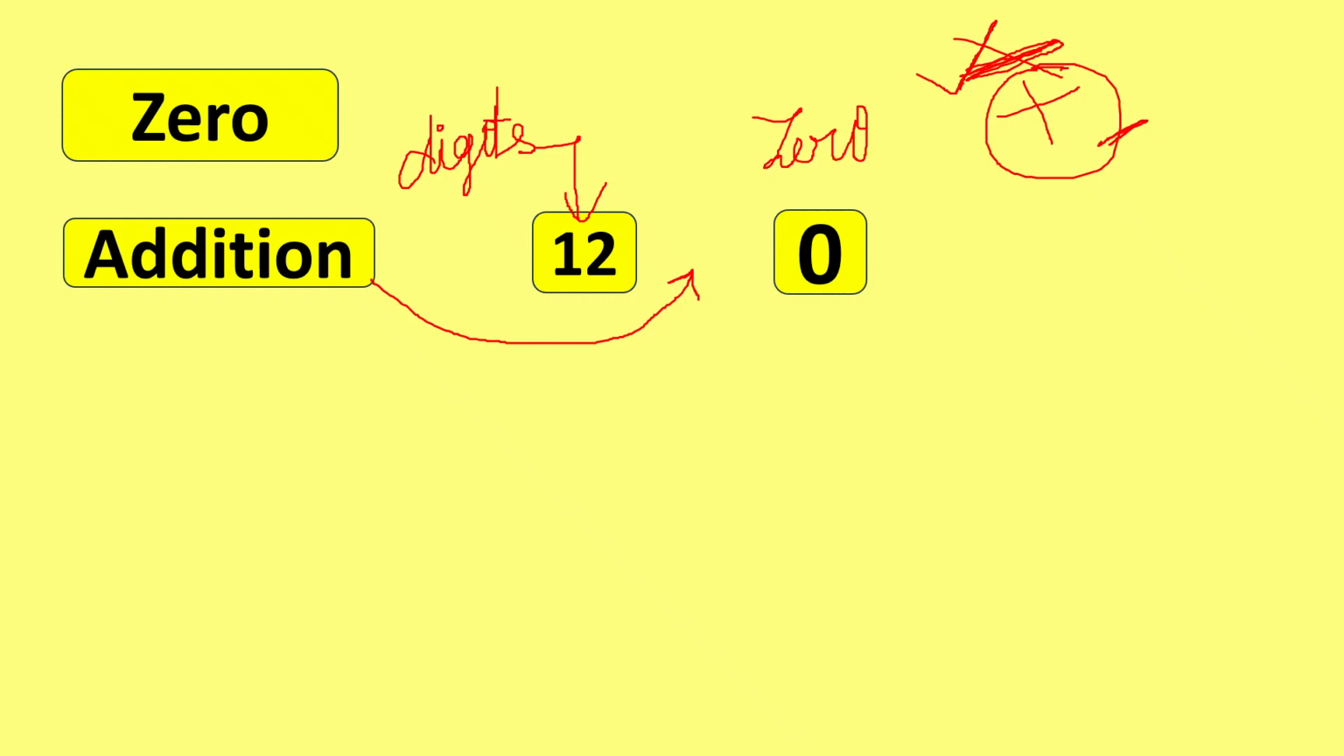So we use a symbol in between the digits. Which symbol do we use? A plus. Okay, and what is the outcome when we add 12 and 0? The outcome is 12. Okay, because zero stands for nothing. Nothing is not tough or difficult to learn.